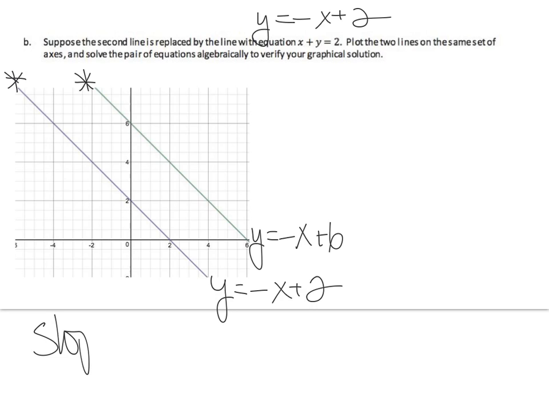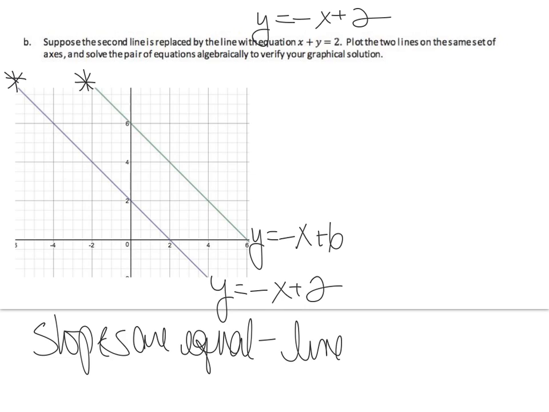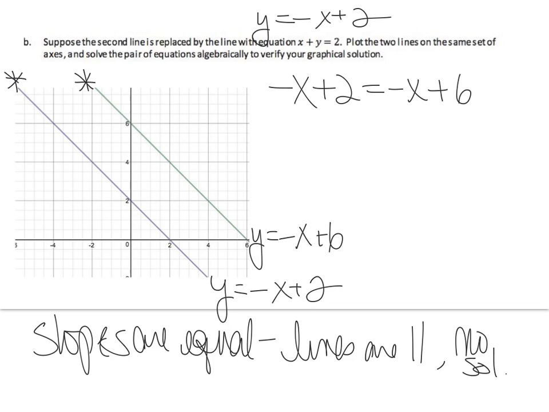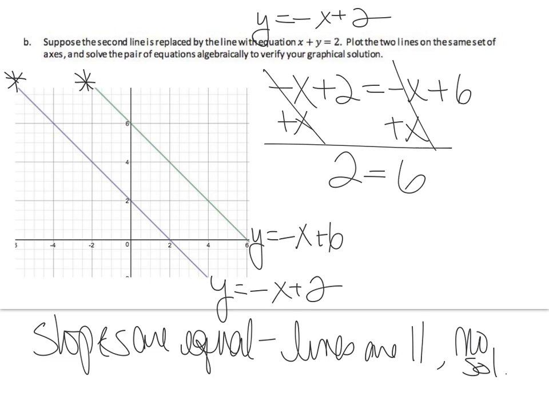My slopes are equal, so the lines are parallel, so there's no solution. But let's show you that algebraically. So negative x plus 2 equals negative x plus 6. I'm going to add x to both sides, and my x's cancel out, and 2 does not, in fact, equal 6. So I have no solution.